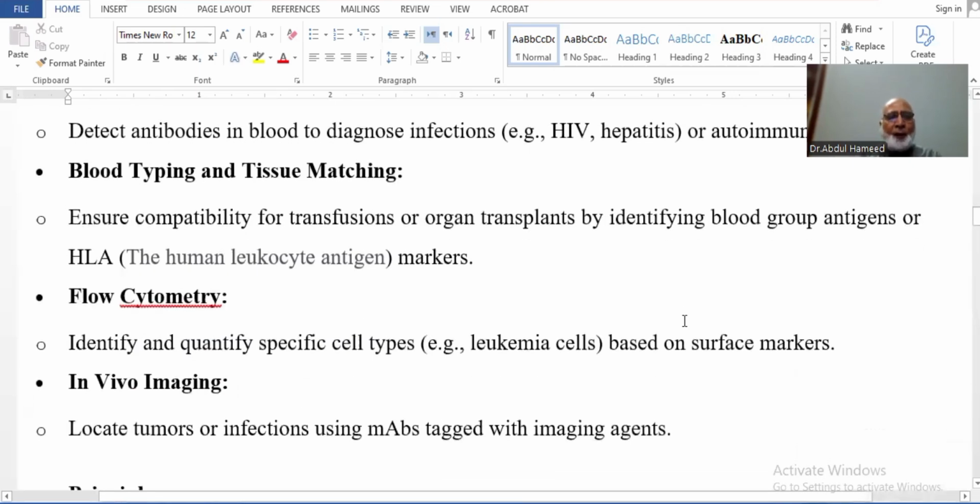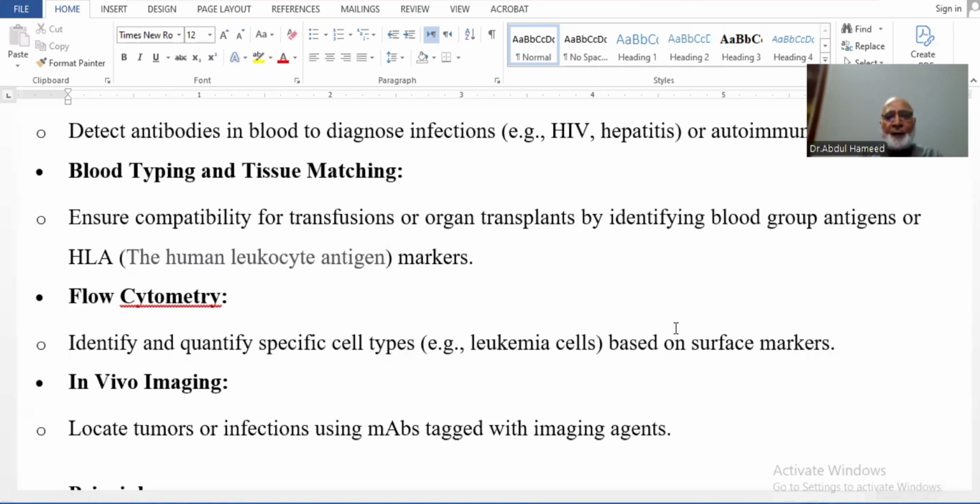Then we apply monoclonal antibodies through flow cytometry, and this is a very effective instrument in which we pass the sample through, and the laser beam will detect the specific type of antigen in order to tell us about the presence of leukemia cells or something else, and it may give us an idea about the number of those cells, their shape and the markers.